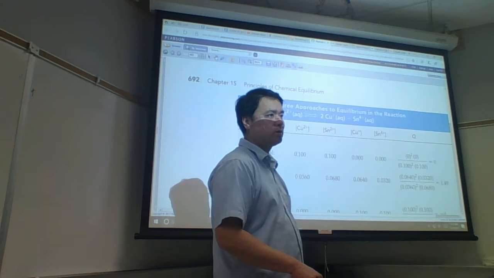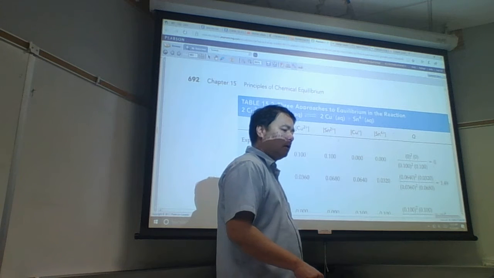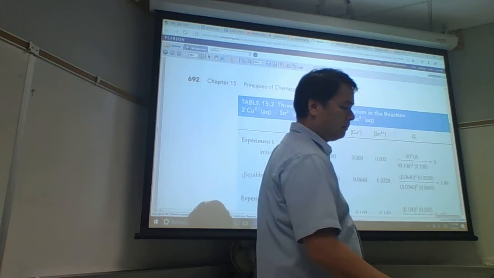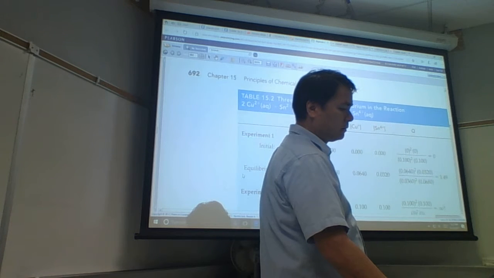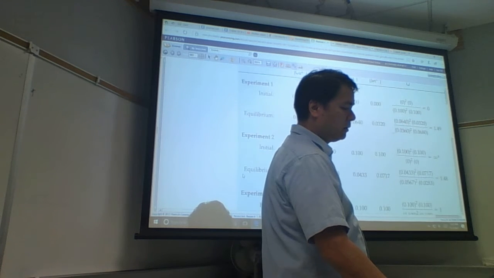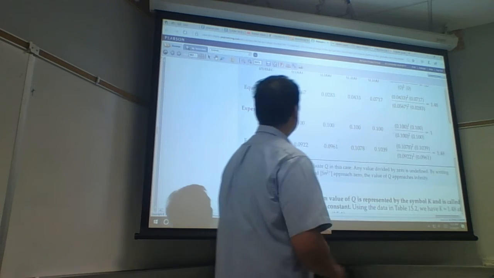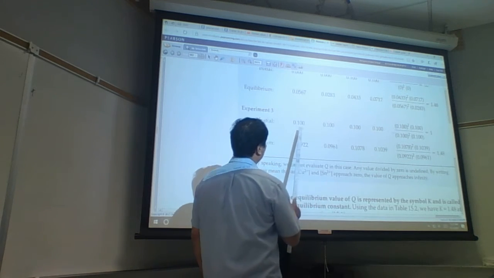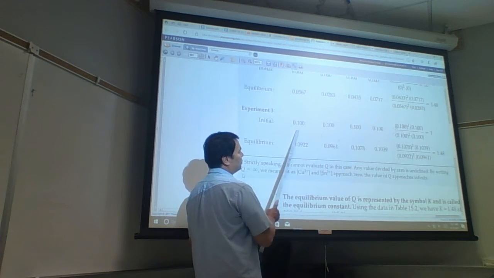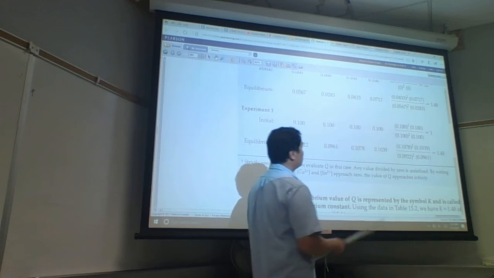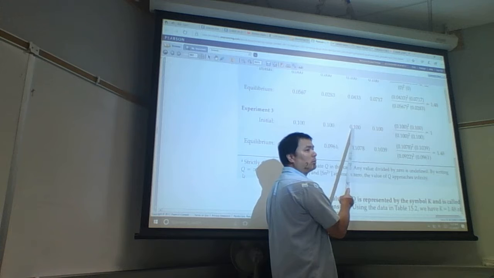Okay, so far we have 2 experiments where we observe this pattern. So let's go to experiment 3. I'm going to put in 0.100 and 0.100, the same thing, 0.100, 0.100. But in this case, I'm going to put in some products here. I'm going to put in 0.100 and 0.100 product.